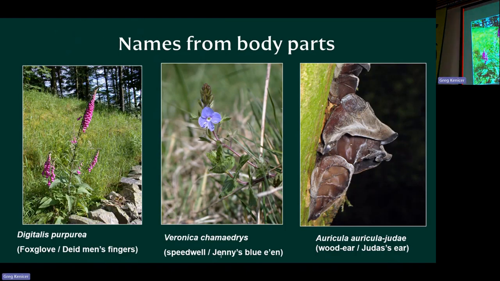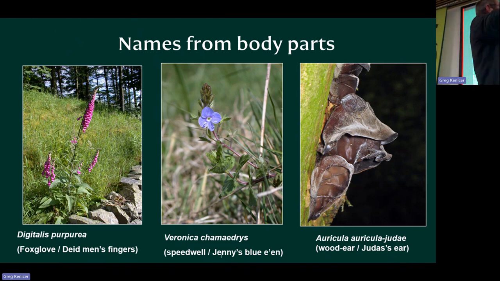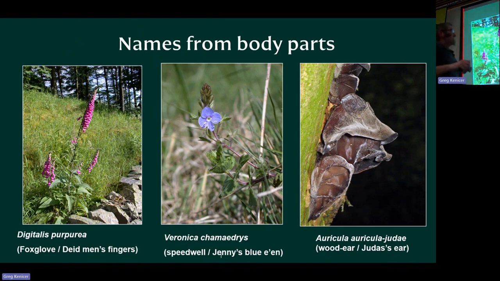And then you've got things from body parts. There's lots of things called dead men's fingers or witches' fingers or fairies' fingers, often associated with quite sinister things. So things like our Digitalis purpurea, a toxic plant, with these flowers that look a bit like fingertips. Other dead men's fingers are often things that relate to roots that sit under the ground and you have to dig them up, like digging up the dead. We've got Jenny's blue eye, like Veronica chamaedrys, and here we've got Judas's ear. This is the ear of Judas Iscariot growing on elder.